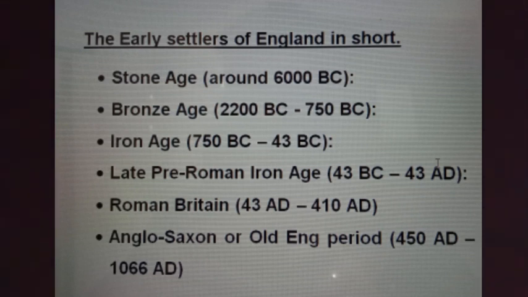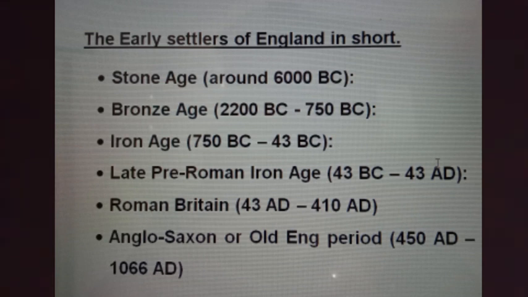First of all, let's go through the early settlers of England based on the different time periods, starting from the Stone Age period, around 6000 BC. After this came the next period, the Bronze Age, from 2200 BC to 750 BC.